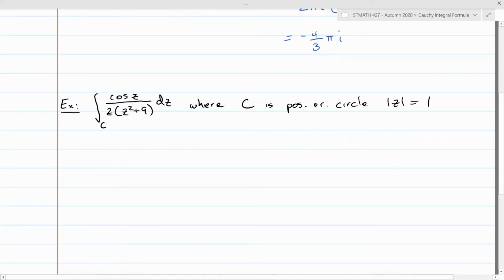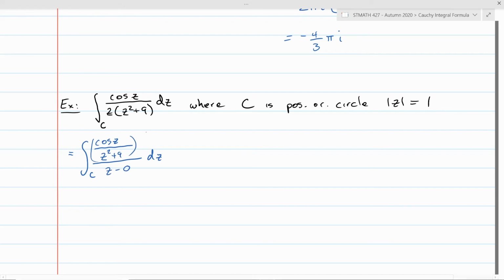If I wanted to do this integral, now I think this one would truly be a difficult integral to do if you had to write up a parameterization and substitute and do it from scratch. But using Cauchy's integral formula, it's actually pretty simple. Think of this as the integral around C of the cosine of z over z squared plus 9 in the numerator like this. So then all that is over z minus 0, just for emphasis, dz.